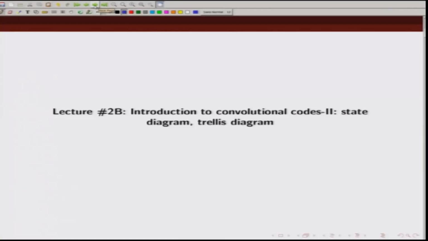Welcome to the course on error control coding and introduction to convolutional code. Today we are going to talk about how to draw the state diagram and trellis diagram of a convolutional code. So, today's lecture deals with state diagram and trellis diagram of a convolutional code.